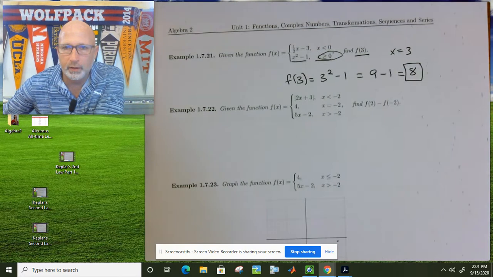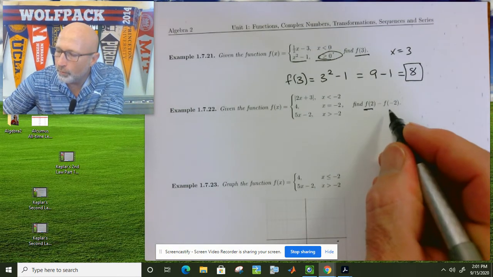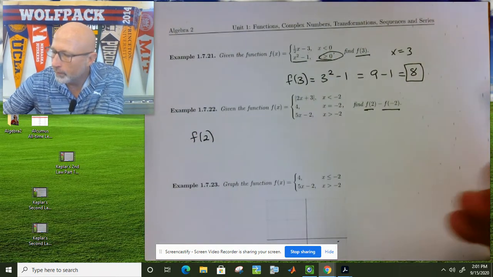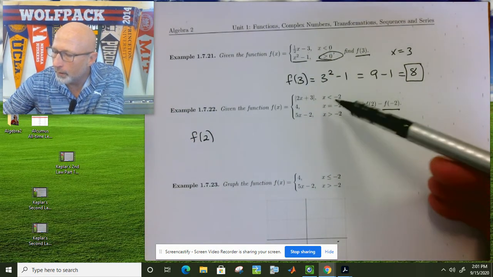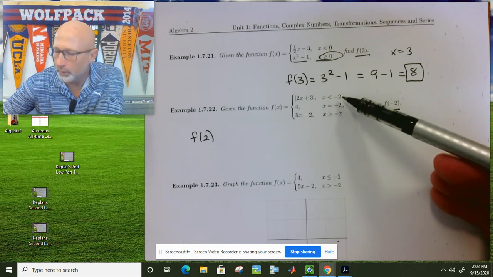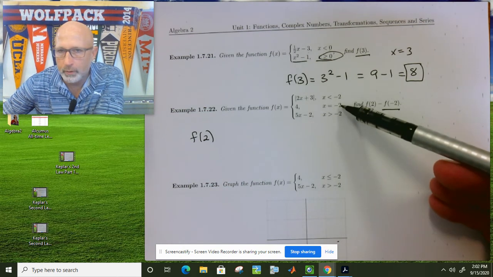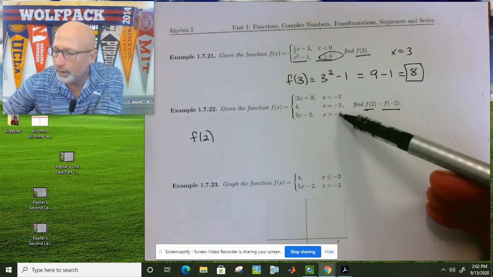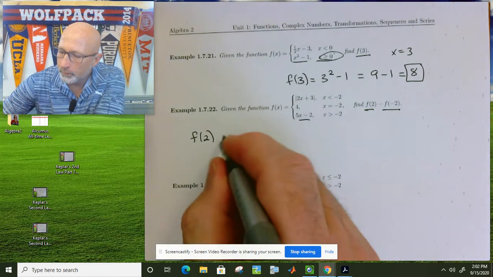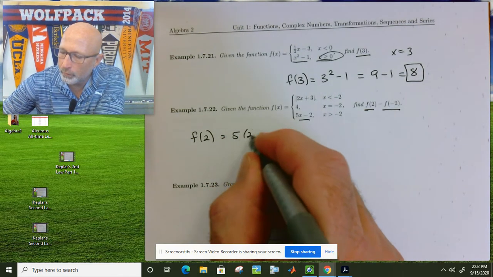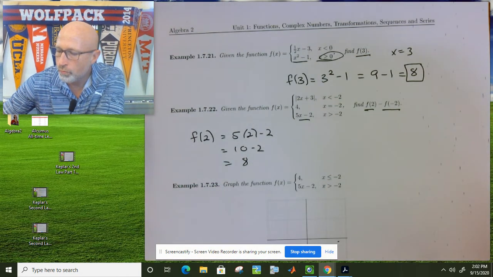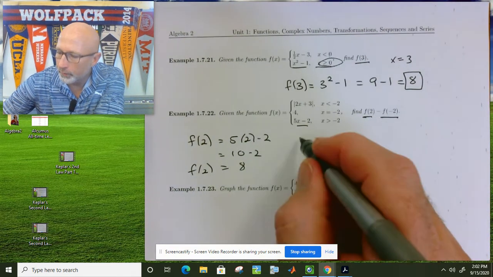Next one. Given the function, now we have 3 different values here. I want to find f of 2 minus f of negative 2. So let's do one at a time. So f of 2. Is x less than negative 2? No, because it's equal to 2. Is x equal to negative 2? No. Is x greater than negative 2? Good. 2 is greater than negative 2, so I'm going to use this equation. So that's equal to 5 times 2 minus 2. So 10 minus 2, which gives you 8. So f of 2 is equal to 8.